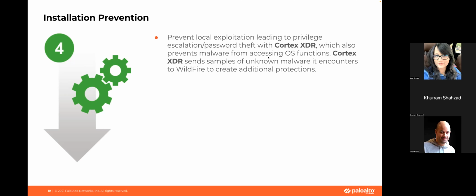Again, these steps happen entirely on the endpoint, so there isn't really any network activity. So it's not something that we can protect against with Prisma Access. But again, this is where Cortex XDR comes into play. As I mentioned, it can prevent exploitation that leads to privilege escalation or password theft, and also can prevent malware from accessing certain OS functions that typically software wouldn't access, or access them in a suspicious way. And again, if a sample of malware is not known, it'll be sent to WildFire for analysis and for creation of additional protections.